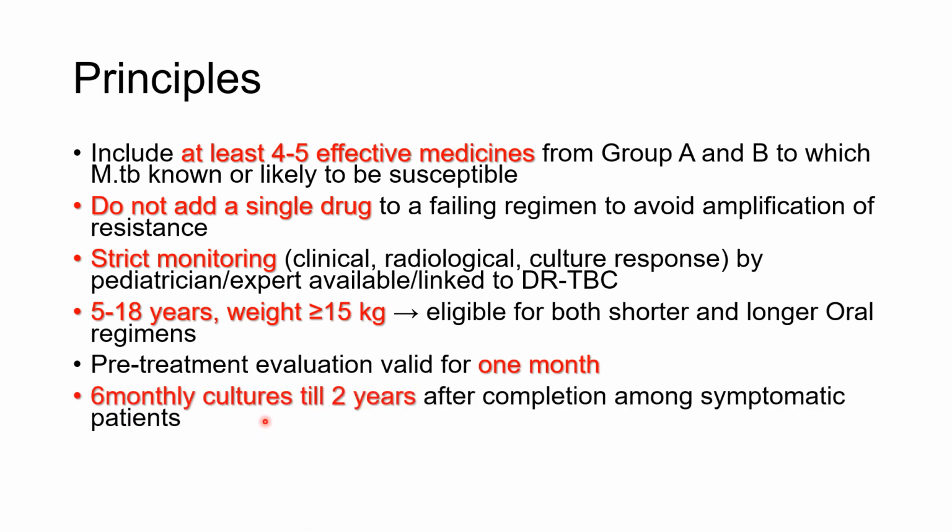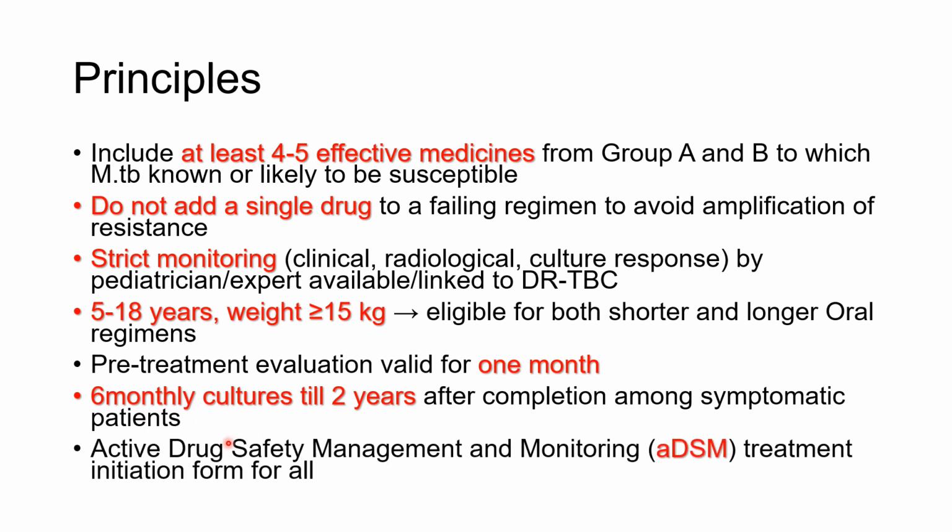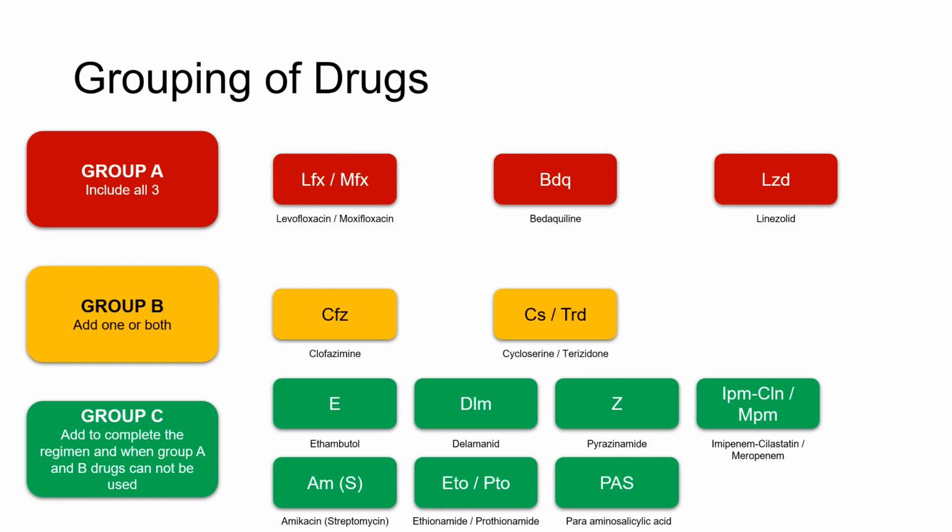Last thing is 6 monthly culture till 2 years after completion among the symptomatic patients. Patients who are symptomatic to begin with have to be taken for therapy of drug resistant tuberculosis, which may last for any time between 12 to 20 months. So 1 to 1.5 years or 1 year and 8 months, the patient may be under treatment. After completion of that treatment, for the next 2 years, 6 monthly cultures have to be done. And last is active drug safety management and monitoring, that is, the ADSM treatment initiation form has to be filled up for all. So till now we have seen a lot of references to group A, group B.